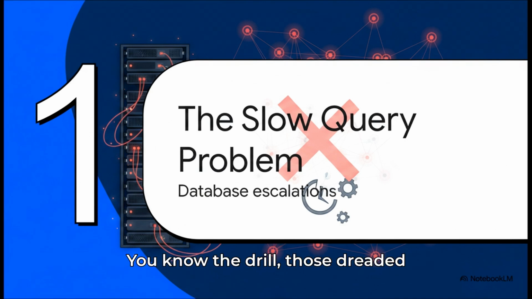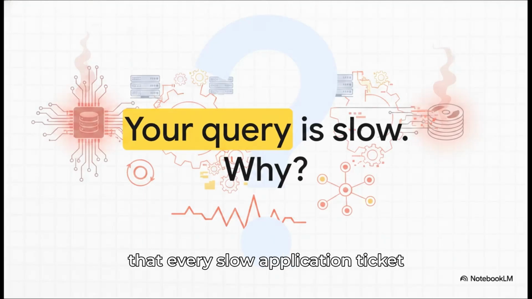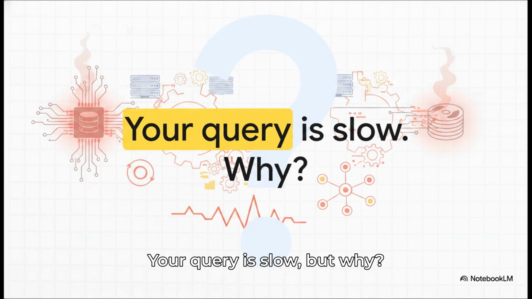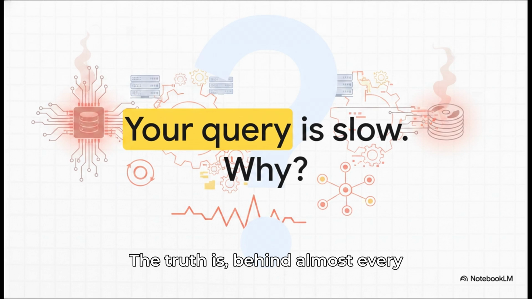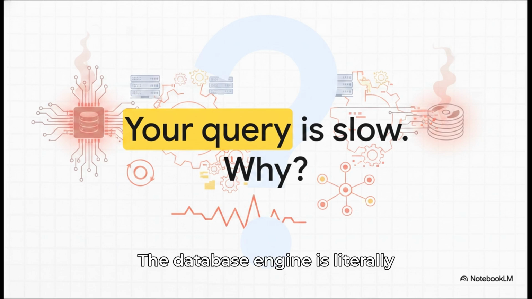You know the drill, those dreaded database escalations. It's the ultimate question that every slow application ticket boils down to, right? Your query is slow, but why? I mean, is the server running out of CPU? Are we waiting on disk I/O? The truth is, behind almost every sluggish application is a database query that's just executing horribly inefficiently. The database engine is literally working way too hard to find the data you asked for.